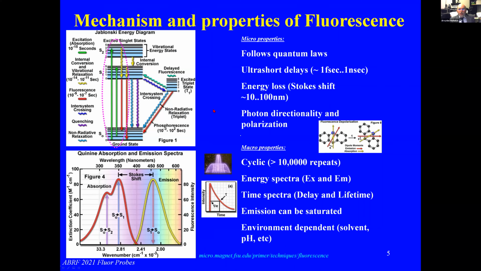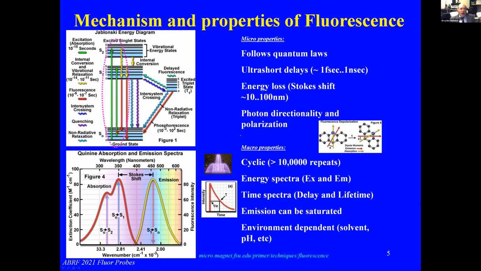So on a microscopic scale, any atom or molecule follows quantum laws and has discrete energy levels, or if there are many of them, these become energy bands. As you see in this Jablonski energy diagram, a lot of processes are going on, and they are very fast and very short. But let's concentrate on the most important, which is within this oval shape.